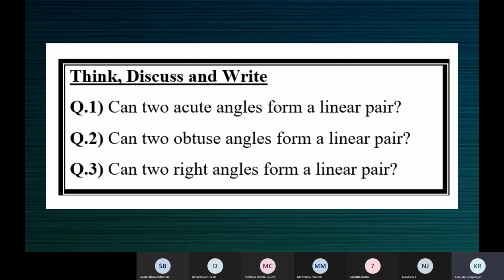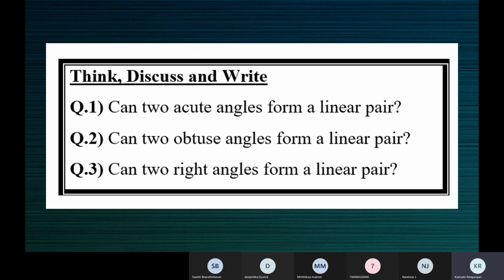I'm repeating so that, if you want to include this in your book, you can write it. The sum of two acute angles is always less than 180 degrees. Therefore, two acute angles cannot form a linear pair.